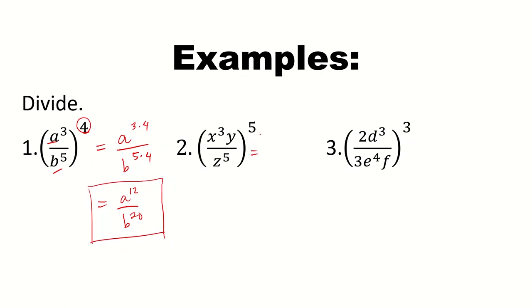Okay, number 2. The fifth power of x cubed y divided by z to the power 5. So, yung base natin na x, i-multiply natin yung exponent niya na 3 by 5. Yung exponent ng ating y, which is 1, multiply din natin siya by 5. And then yung z naman natin na base, we multiply also the exponent 5 with the 5 in here. So our answer is x to the power 15, y to the power 5, over z to the power of 25.